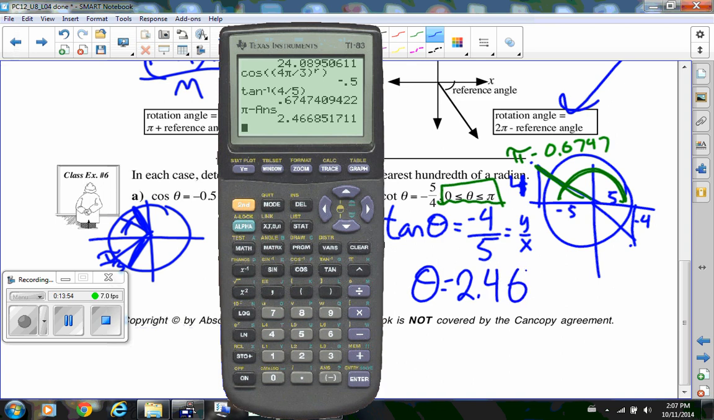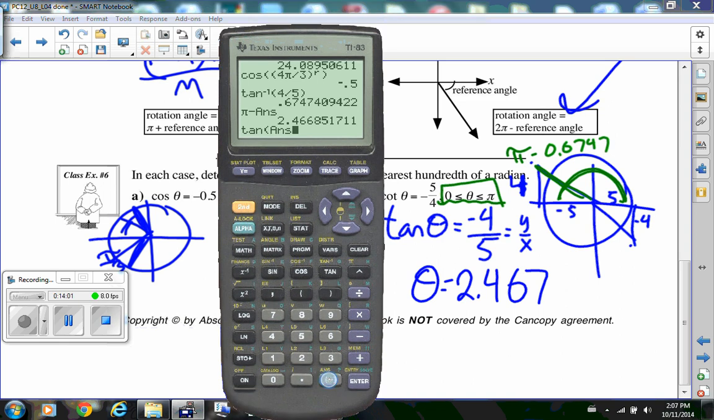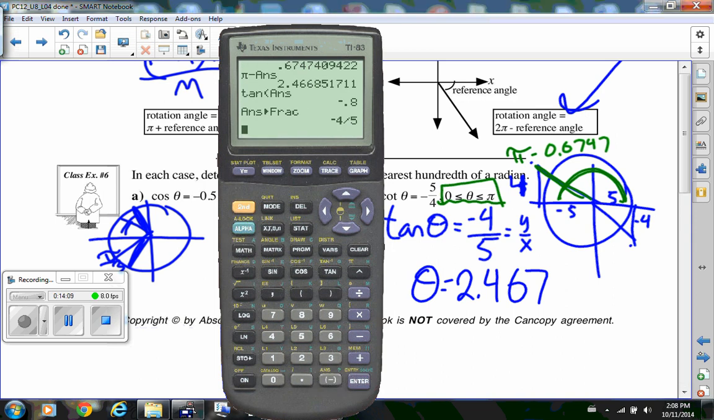Now, if I want to check my work, I could say, what is the tangent of that happy little number? Oh, look. It is negative 0.8, which is negative 4/5. Lovely.